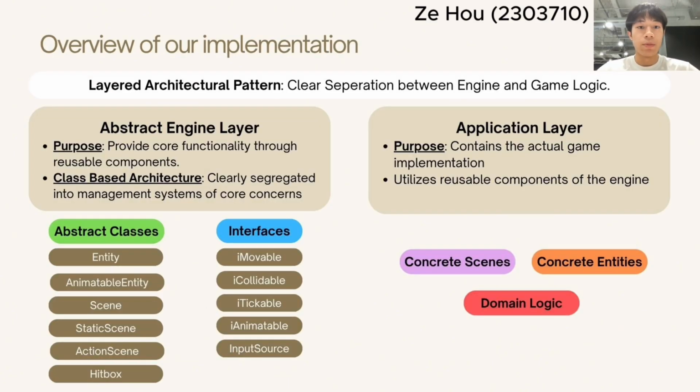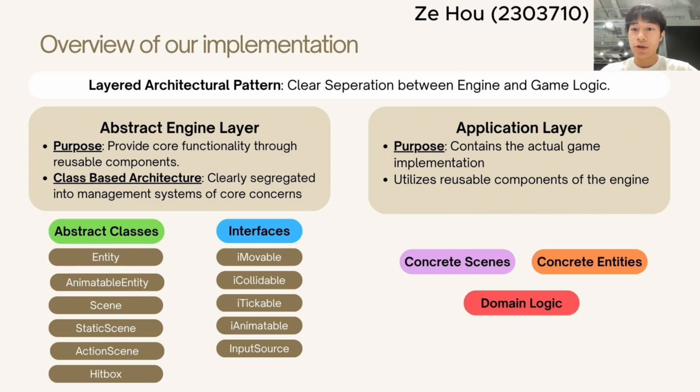This is the overview of our implementation. It implements a layered architectural pattern which allows for clear separation between the engine and game logic. Our abstract engine layer provides the core functionality through reusable components and adopts a class-based architecture which is clearly segregated into management systems of core concerns. Our abstract classes and interfaces implemented are listed below.